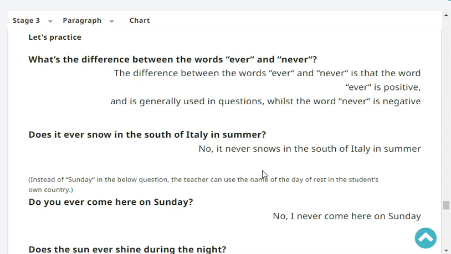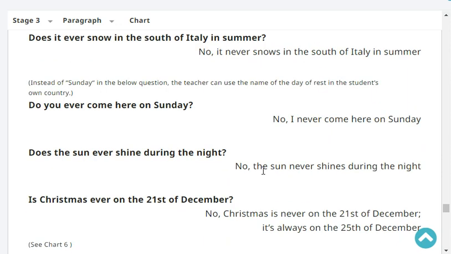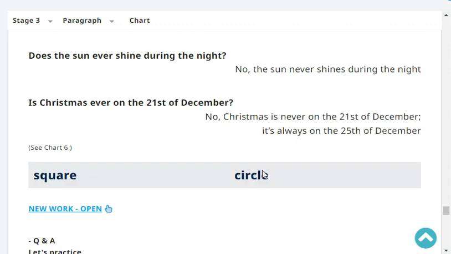No, it never snows in the south of Italy in summer. Do you ever come here on Sunday? Yes, I sometimes come here on Sunday. Very good.